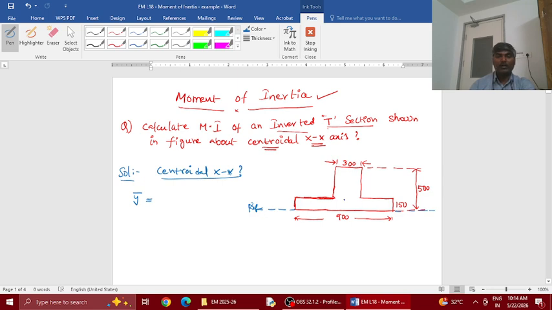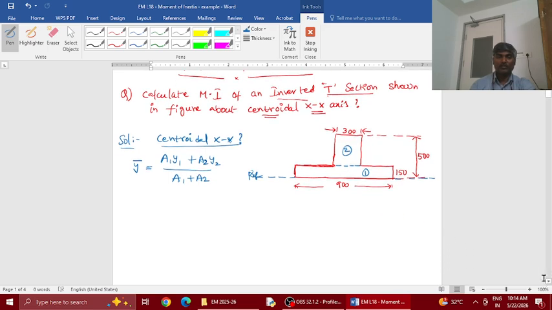Now divide this figure into two regular shapes. So I make it like this, two rectangles. I call this rectangle 1 and this rectangle 2. Now write the formula for centroid. It is A1 Y1 plus A2 Y2 by A1 plus A2. So this is the formula for centroid. Now write the properties of these, A1 Y1 and A2 Y2.